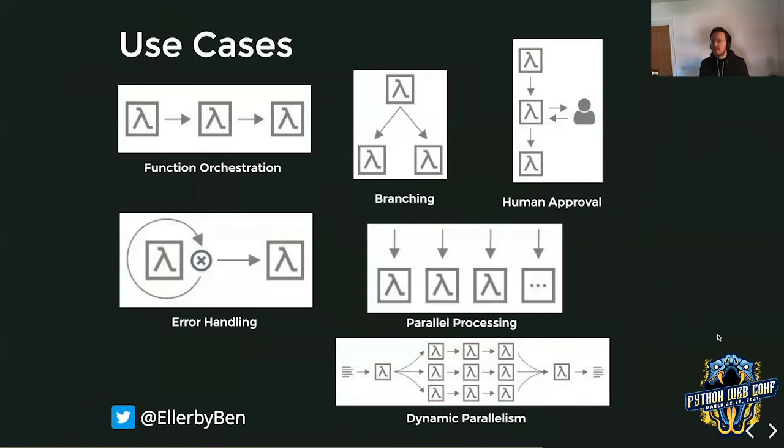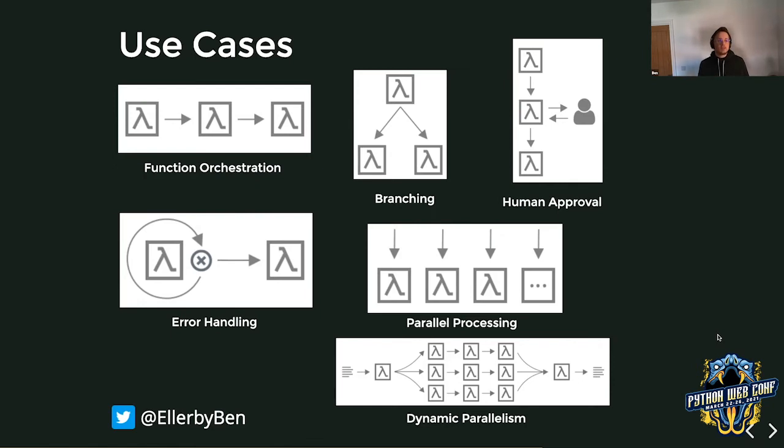The use cases for step functions are quite varied. It can be for basic function orchestration, so we have one function giving the input to another function, to the input to another function. It can branch out on some decision based on the input, so basically an if condition. It can involve steps of human approval. So it could be, a driving license is uploaded, and then there's a human approval step to approve that driving license. It could be error handling. So when a Lambda function fails, what is the next step? How do we deal with that failure?